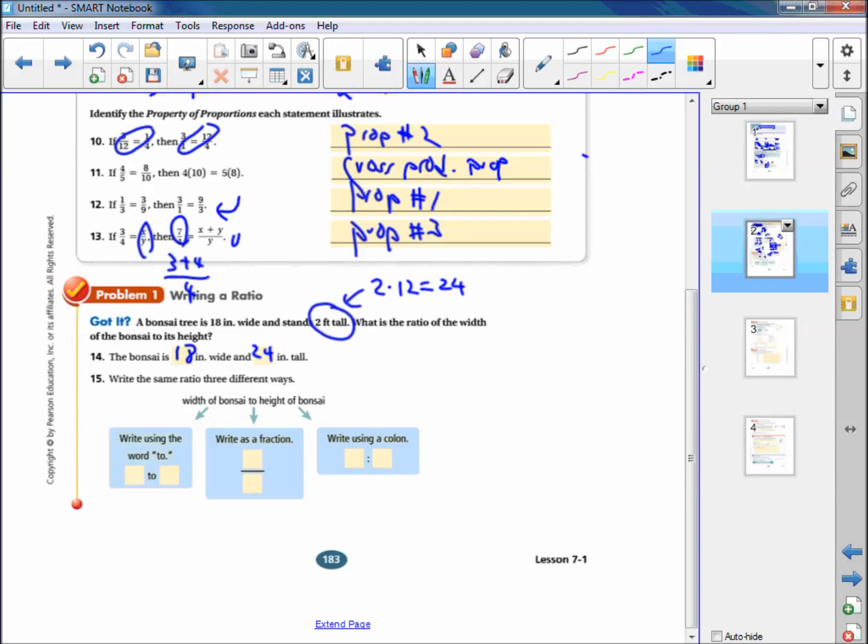So 18 over 24. Let's see. So 3 divides evenly into both, but so does 6. And 6 is bigger. So the 6 will make 3 on top and 4 on the bottom. So I'm going to do a ratio of 3 to 4, or 3 to 4 as a fraction, or 3 to 4 using the colon. Okay. All right, so the width of the bonsai to the height of the bonsai.